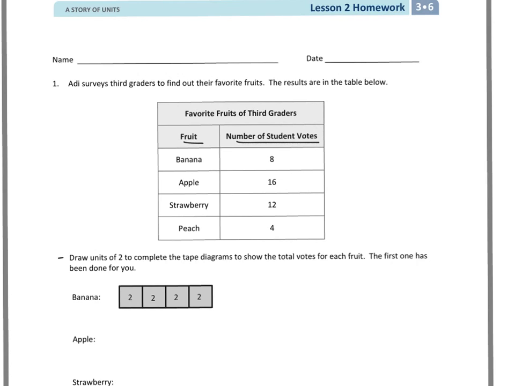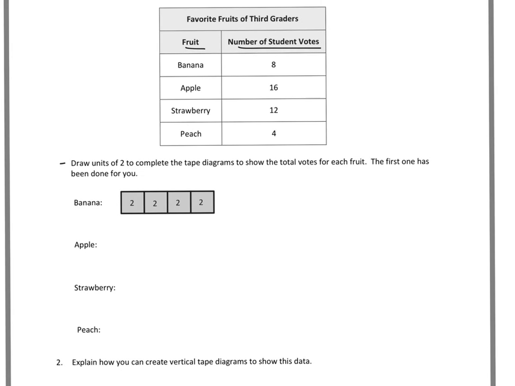So down below it says, draw units of 2 to complete the tape diagrams to show the total number of each fruit. The first one has been done for you. So they gave us a good example that for bananas, these are units of 2, and there's 2, 4, 6, 8, and that equals my banana. So we're drawing tape diagrams here.